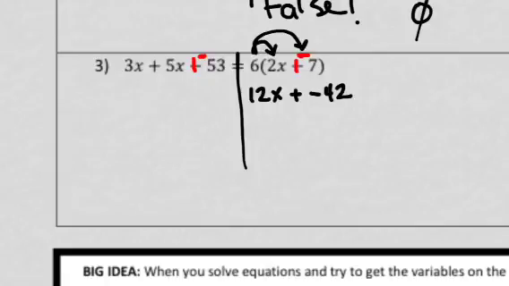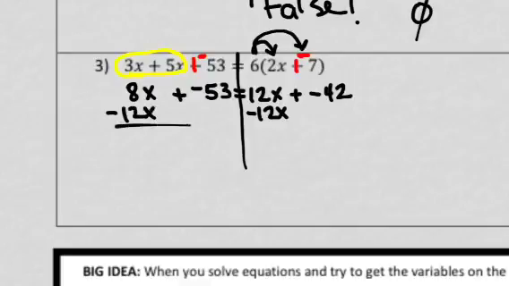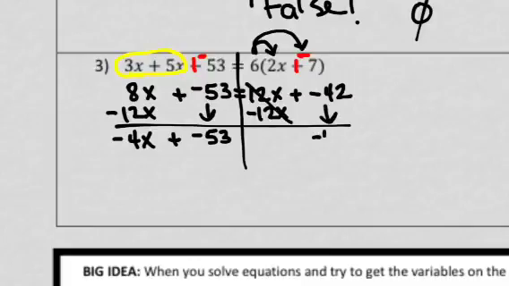On the right-hand side, I have like terms. 3x plus 5x is 8x. So I have 8x plus negative 53. So in this problem, I have variables on both sides. So I'm going to take away 12x from both sides to get the x's on the same side. So that leaves me with negative 4x plus negative 53, because that drops down. These cancel, so the negative 42 drops down as well.